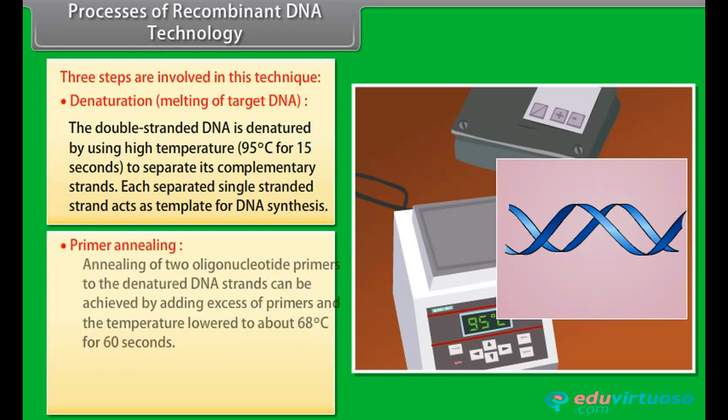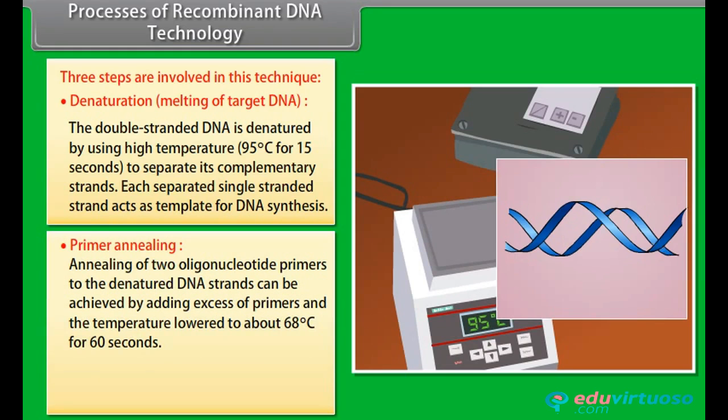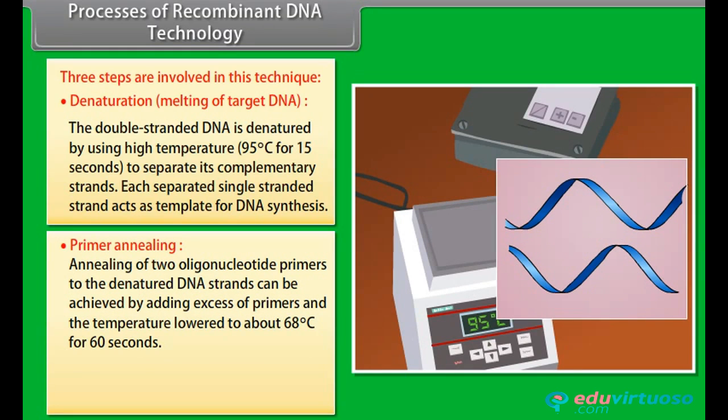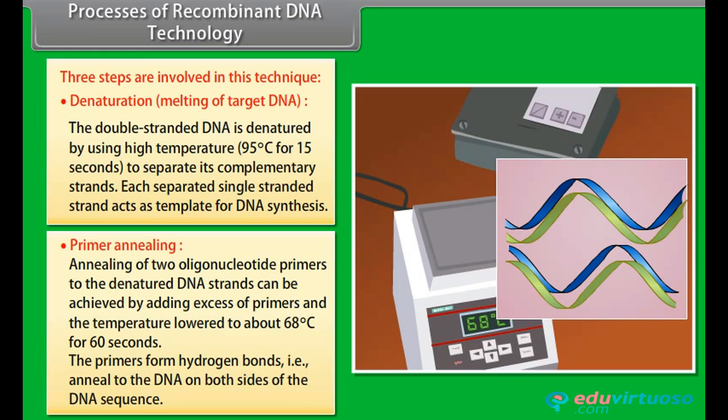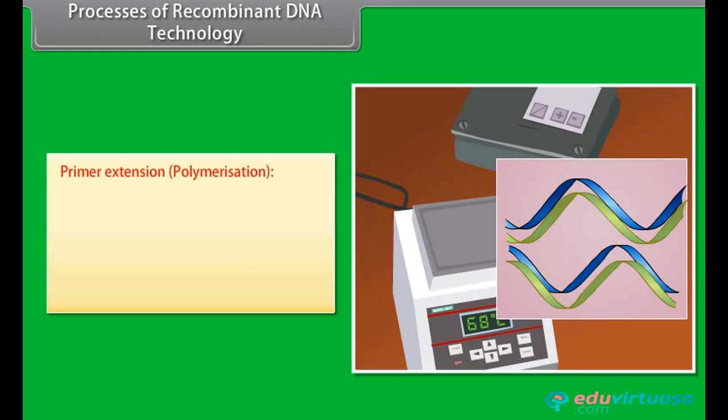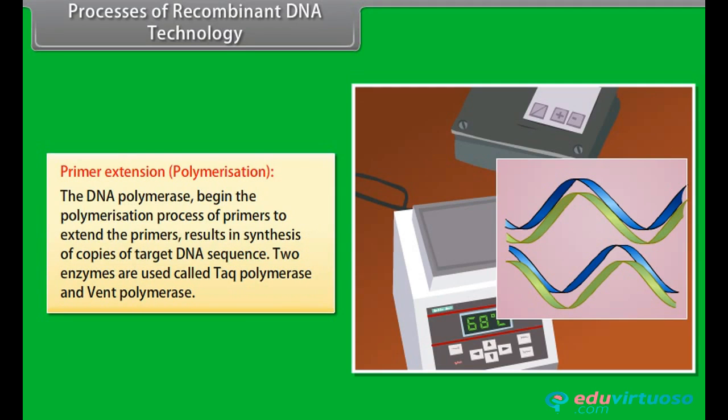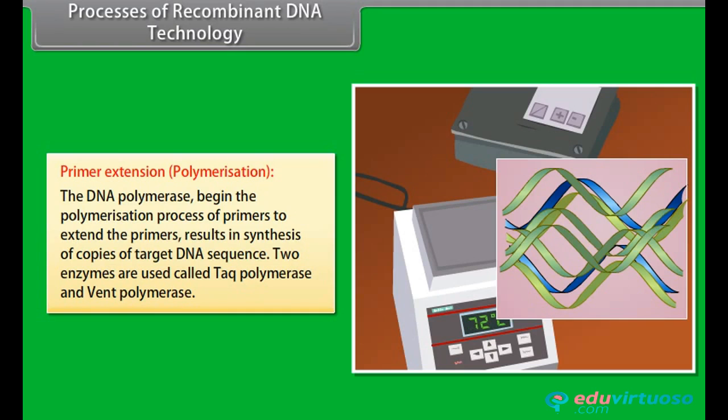Primer annealing. Annealing of two oligonucleotide primers to the denatured DNA strands can be achieved by adding excess of primers and the temperature lowered to about 68 degrees Celsius for 60 seconds. The primers form hydrogen bonds, that is, anneal, to the DNA on both sides of the DNA sequence. Primer extension, polymerization. The DNA polymerase begins the polymerization process of primers to extend the primers, which results in synthesis of copies of target DNA sequence. Two enzymes are used, called Taq polymerase and Vent polymerase.